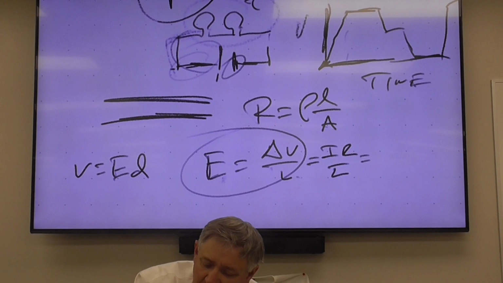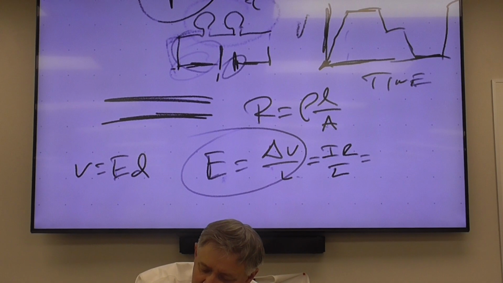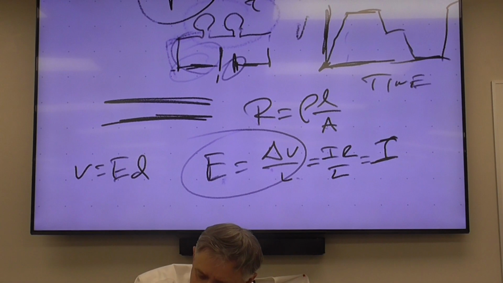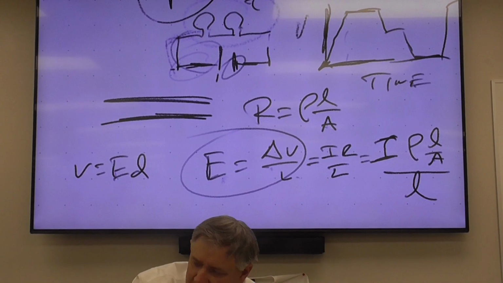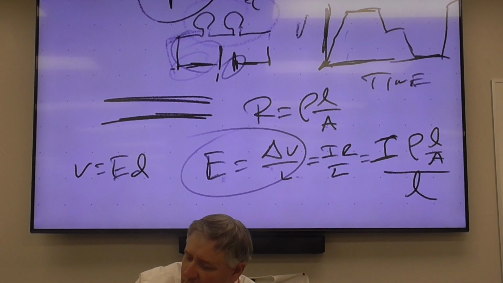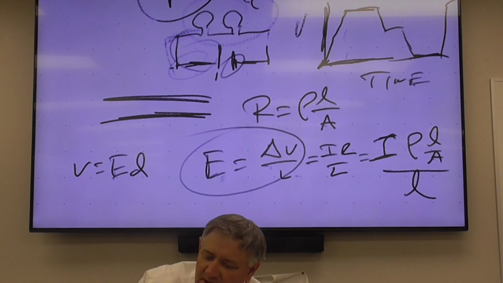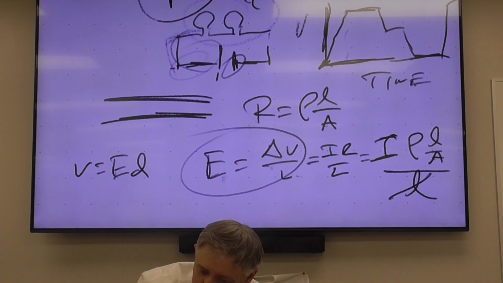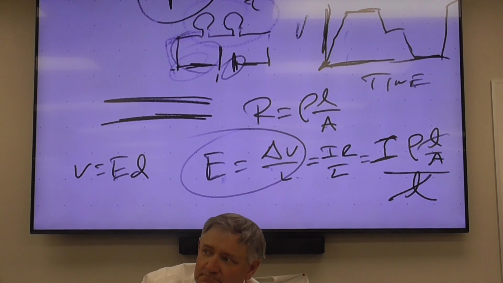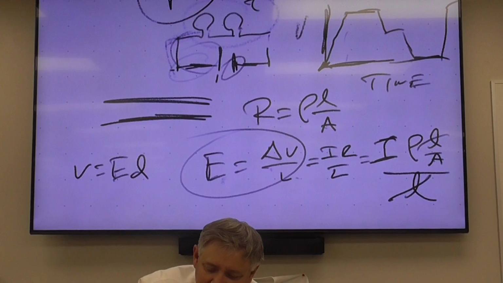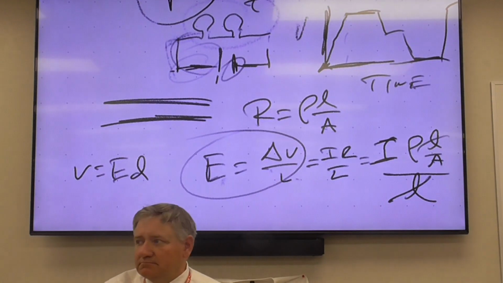Now, you also know that resistance equals rho L over A, so we're going to rewrite this as I times rho L over A, divided by your length. Does that make sense? So all I did was some simple substitutions. Knowing that, what's going to happen to the length? Length cancels out. Got it from there? Yeah, that's just the assumption that you have to make.